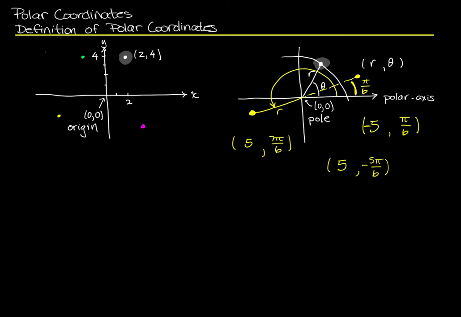There is no name for the vertical axis because we don't actually need it. All we need is a horizontal axis and a pole. From there, I can say go out this far and around this many radians. Take the radius to be whatever the first coordinate in the pair is. In this case, it's 5, so I'll go out 5, and then go around negative 5 pi over 6.